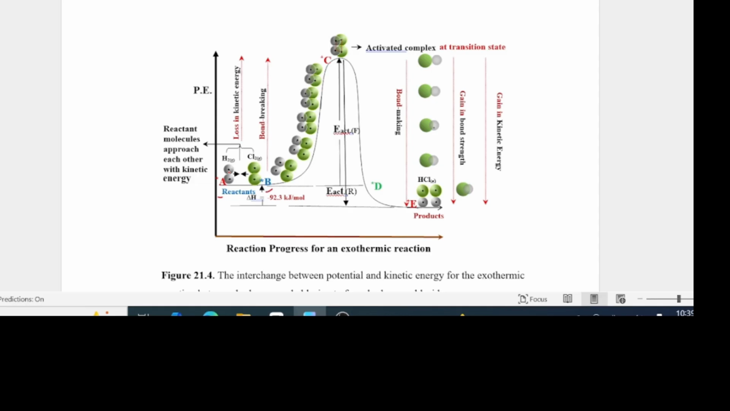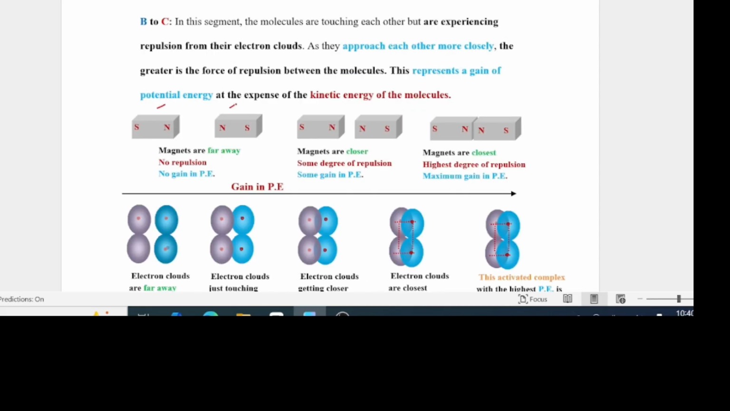Recall that the positive nucleus in any atom is infinitesimally small compared to the rest of the atom. The atom itself can be considered to be a comparatively huge negative electron cloud. So as reactant molecules approach each other, they inevitably experience forces of repulsion due to their negative electron clouds. It is similar to these two bar magnets approaching each other with their like poles facing each other.